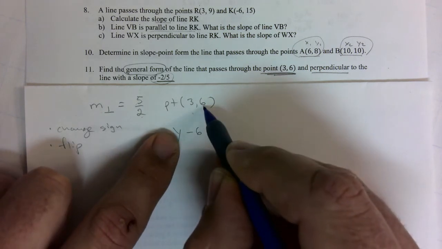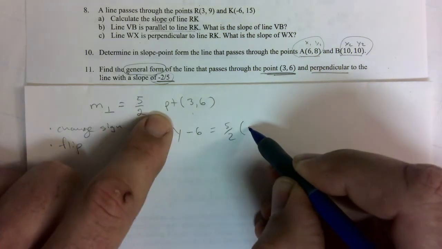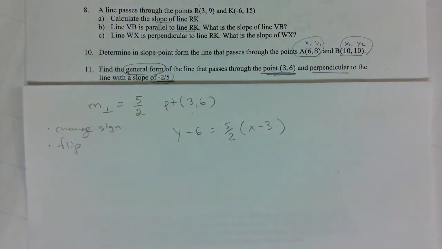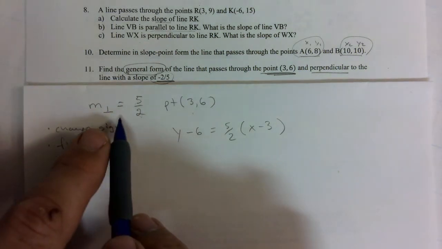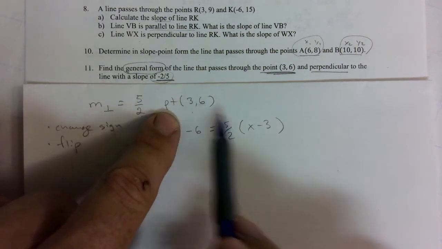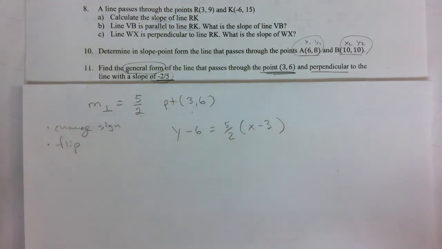Y minus 6 is equal to 5/2 (x minus 3). That would be correct, but you want it in general form. So notice what I did. I found the slope perpendicular. It needs to go through this point. So I used these as my values here. I changed the sign as I plugged them in. And now I need to get it to general form. They could have asked for the slope-intercept. The initial step is the same.